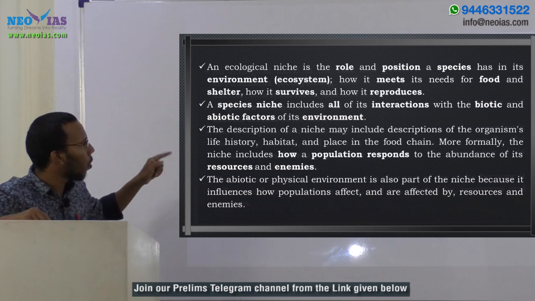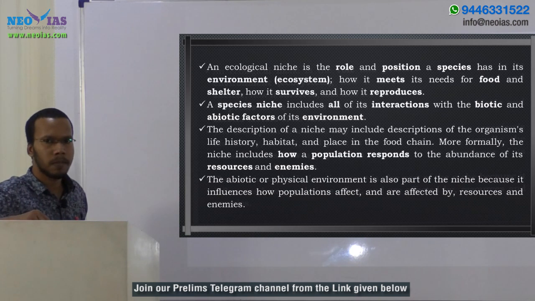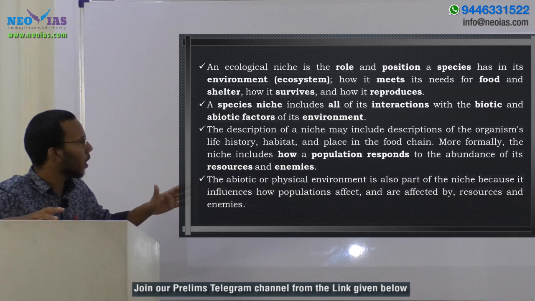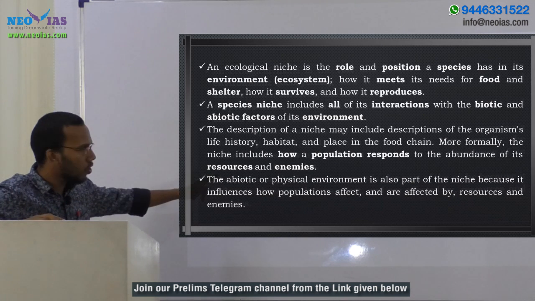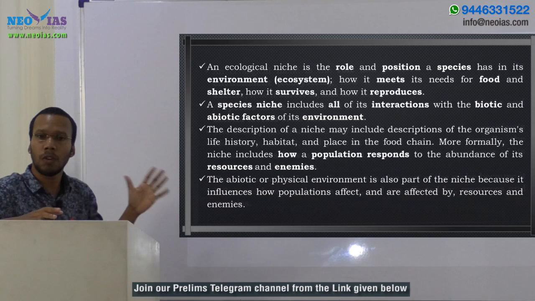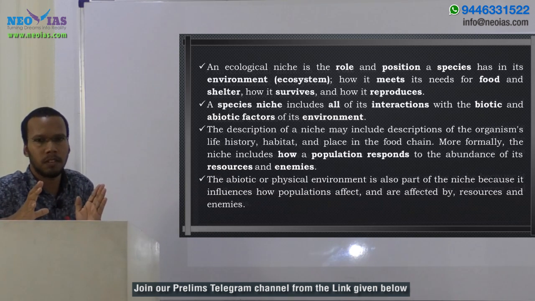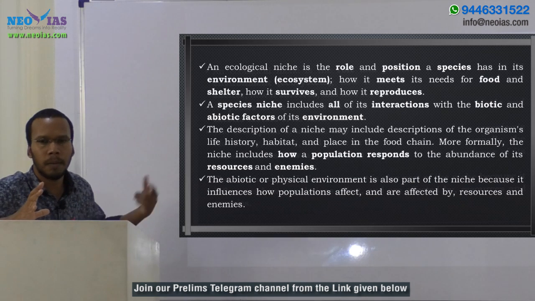Now, the description of a niche may include description of the organism's life history, habitat, and place in the food chain. So the niche will also include description of their life history, their habitat, their place in their food chain. So it is also defining the habitat. That means it is also defining the position. That means their abiotic components they are mentioning.